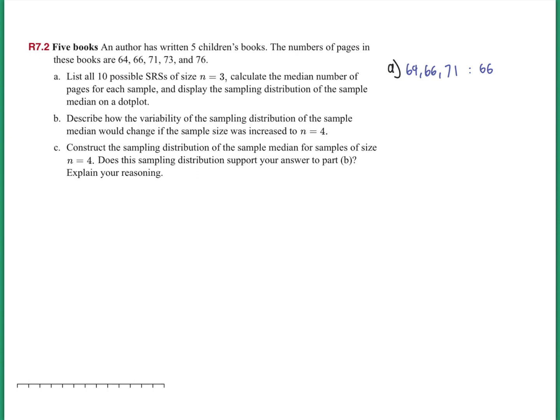Okay, next one I'll do 64, 66, and the next one, 73. Median still 66. 64, 66, 76, still 66. Okay, so we'll just keep going with this.